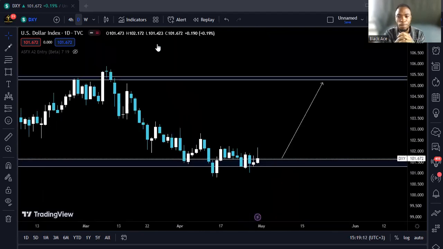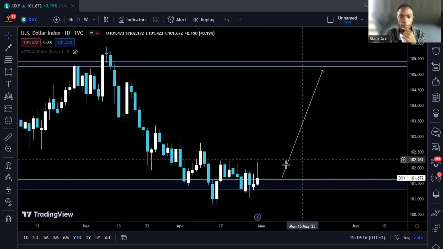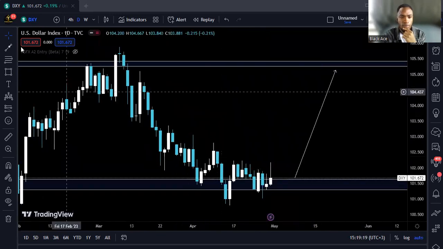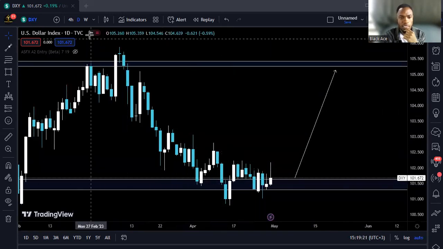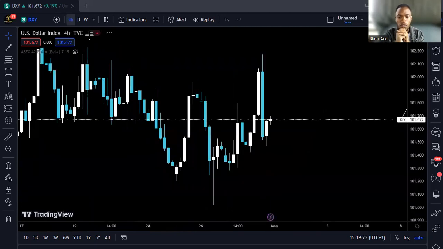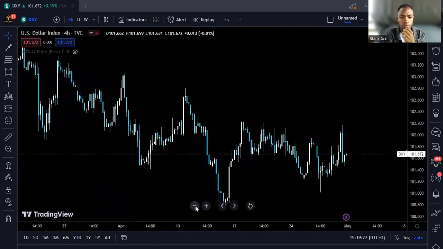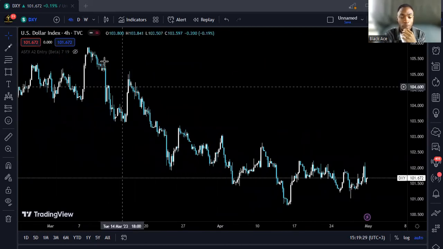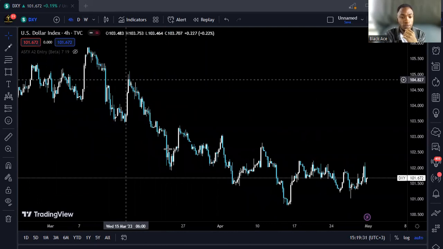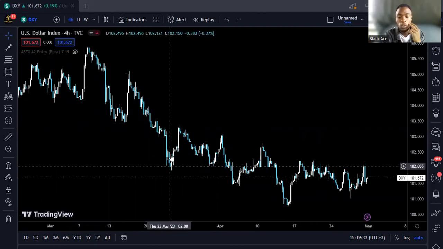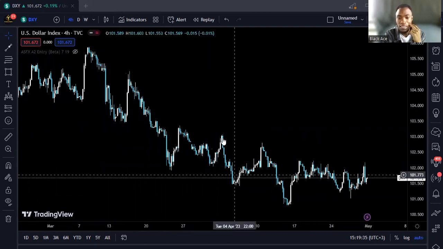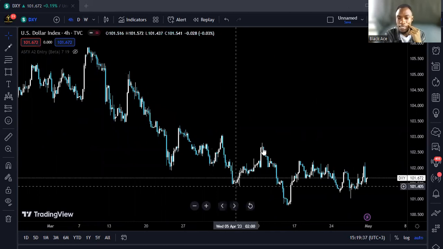So cool. This is from the daily perspective. Obviously, we are seeing a lot of ranges. Now, if we look at it from the 4-hour perspective, we can actually see what's really happening. We see here prices are coming back. They were coming lower, creating lower lows with the solid bearish momentum until they reached somewhere here. And then they started losing that momentum.